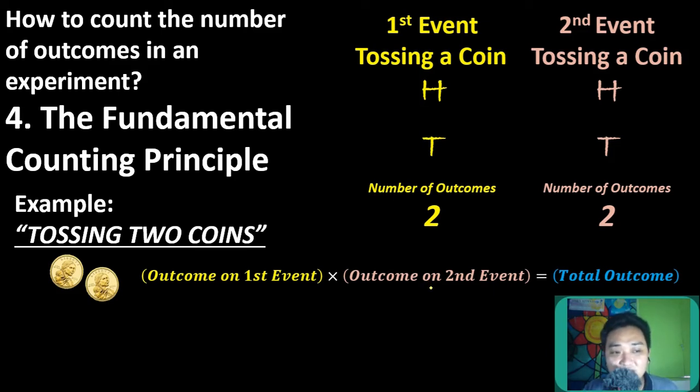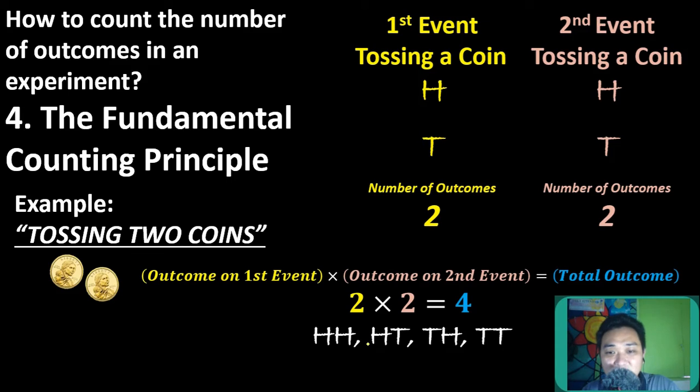Let's say we have 3 events. The same. If you have 3 set of events, bibilangin mo muna kung ilang outcomes meron in each event. And all we have to do now is to multiply the outcome in each event to get the total possible outcomes. So, in this example alone, in each event we have 2 outcomes. That is 2 times 2, that is equivalent to 4. Which is tama, di ba? Kasi ang outcomes natin is head-head, head-tail, tail-head, and tail-tail. 4 lahat.